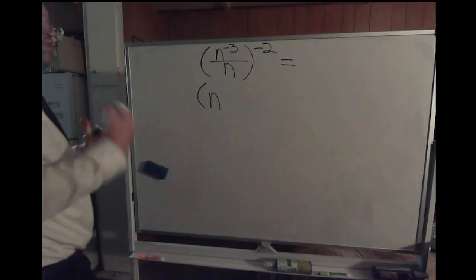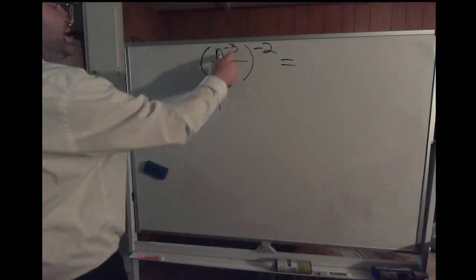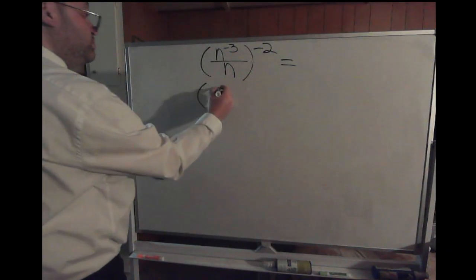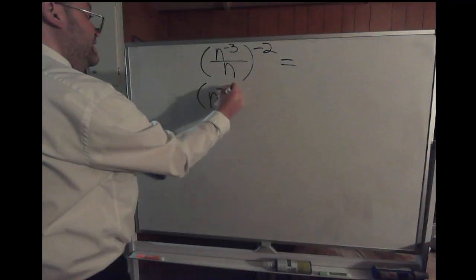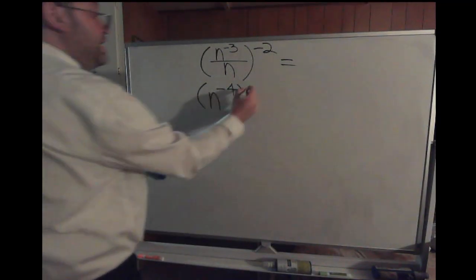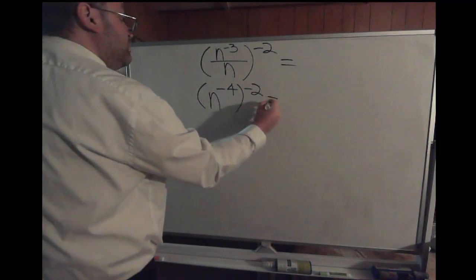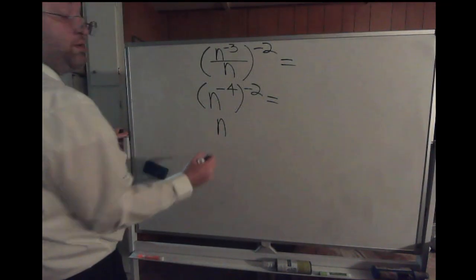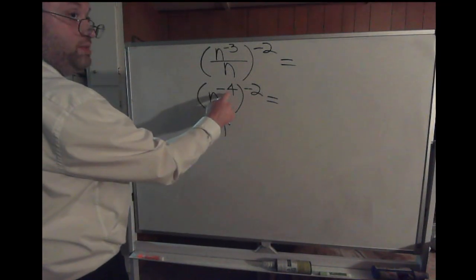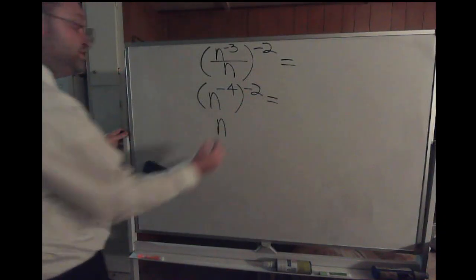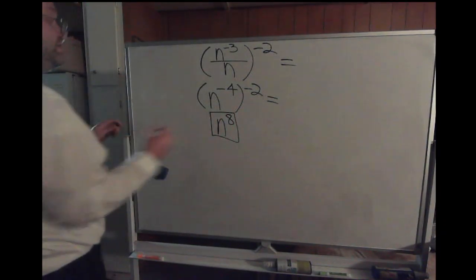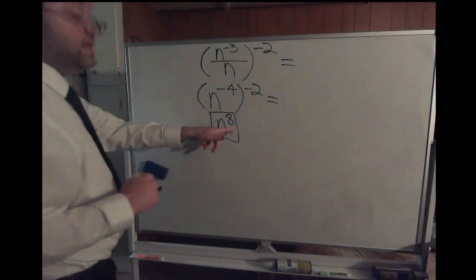So you're going to subtract the powers. That'll be n to the negative 3 minus 1, and negative 3 minus 1 is negative 4. So now you have n to the negative 4th power to the negative 2nd power. Now you take the base. Since it's a power to a power, you multiply the two powers, negative 4 times negative 2, and you would end up getting n to the 8th. So the answer for this would be n to the 8th power.